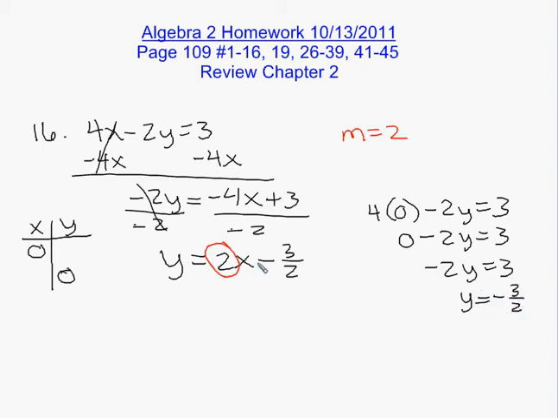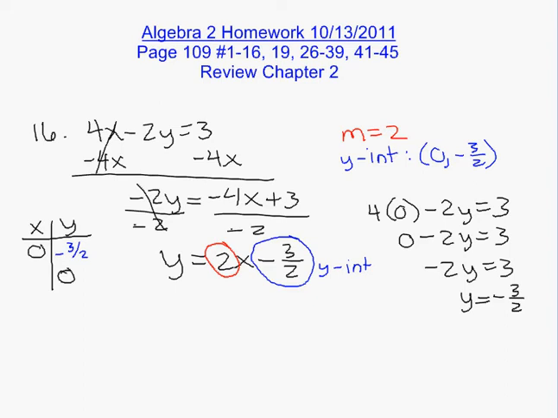Now you could also see that right here, if you looked at the equation written in slope-intercept form, that is the y-intercept. Now it doesn't show you the x-intercept, that's just the y-intercept. So the x-intercept we will have to find separately. So the y-intercept is at the point 0, negative 3 halves, or negative 1.5. Okay, let's put that over here so that we have it all organized.